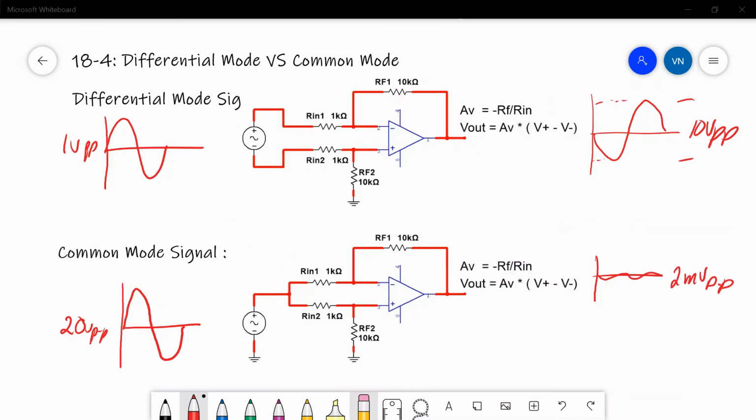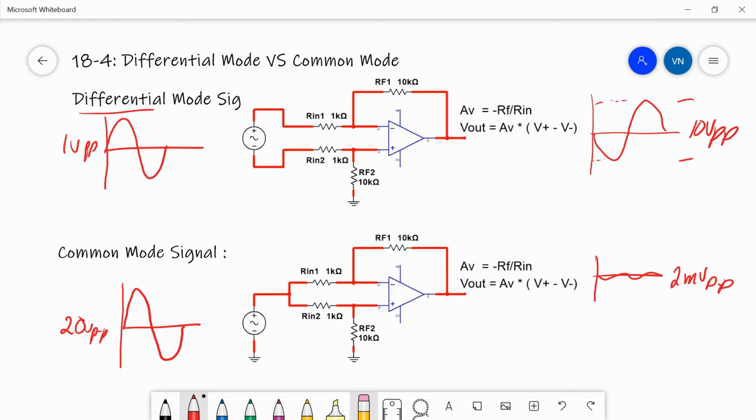So let's summarize this. When we want to amplify a differential signal, we put in a medium-sized signal, let's say 1 volt peak to peak. And what we hope to get out is something bigger, let's say 10 volts peak to peak. So the differential gain of this one, which is AVD, is V out over V in, which is going to be minus 10. Now for a common mode signal, we want to reject the common mode signal.